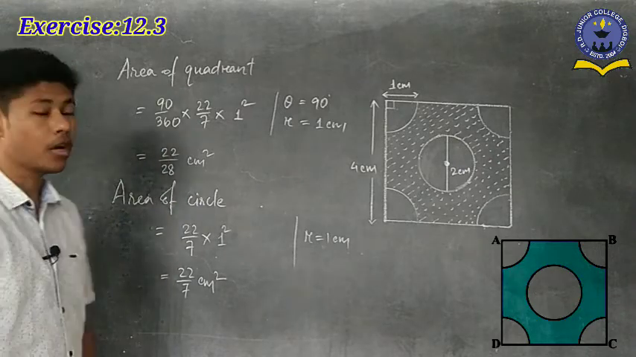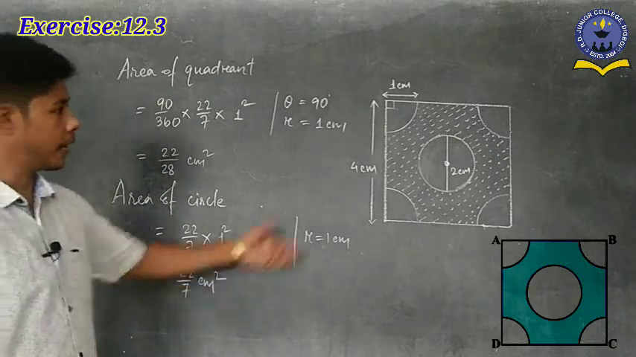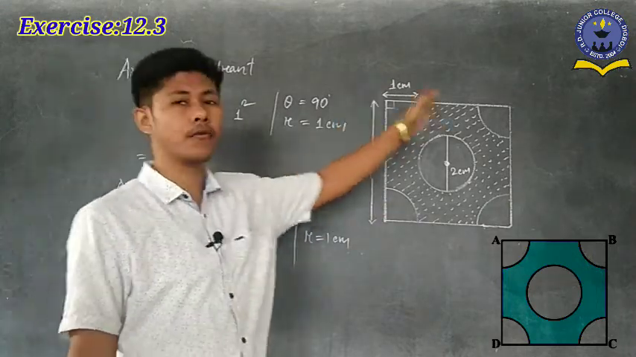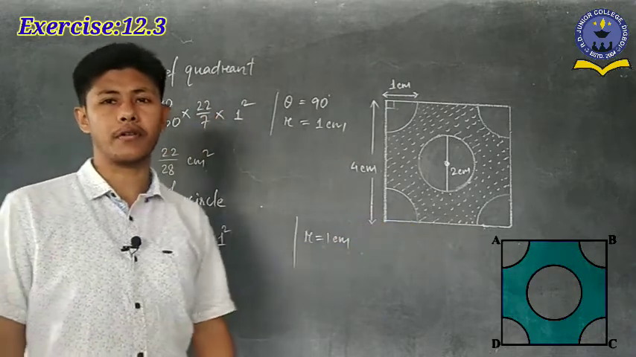Next, what do we have to find out? We have to find out the area of the square. Very simple. Area of square equals what? Side into side. The side is 4 centimeters, so 4 into 4, 4 square. So we can directly put the value there, isn't it?